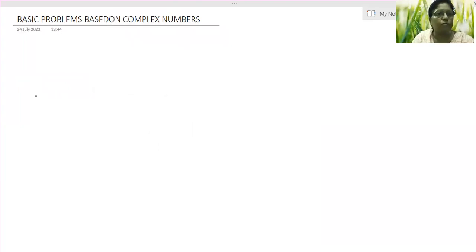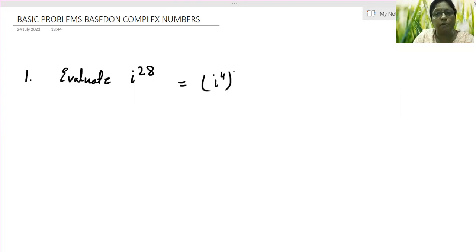Find the value of question number 1. Evaluate i raised to the power 28. So, bachcho, how to find the solution of this? We will try to write it as a multiple of 4. 4 7 ja 28. I can write it i raised to the power 4 raised to the power 7. And you know i to the power 4 is 1 and 1 raised to the power 7 is 1.